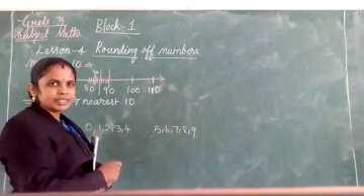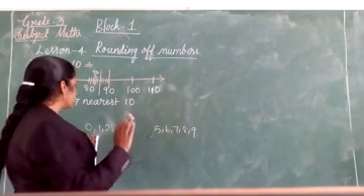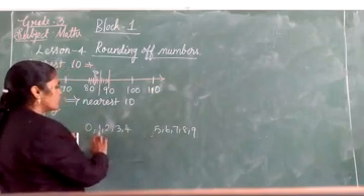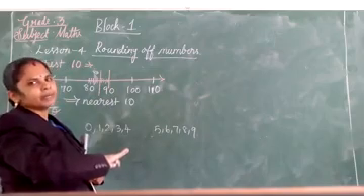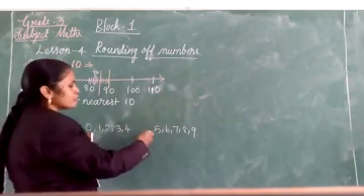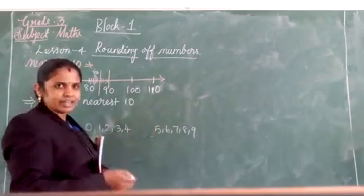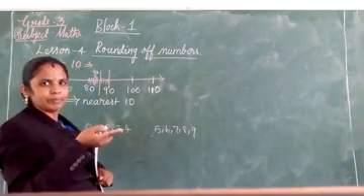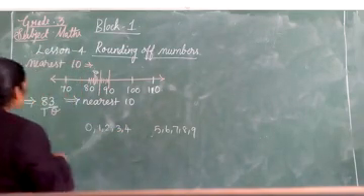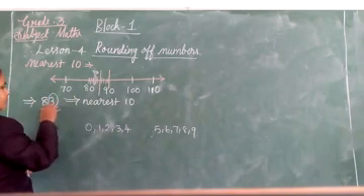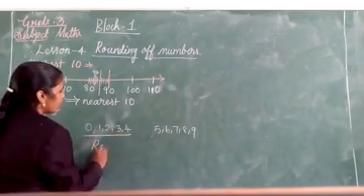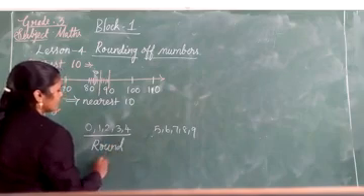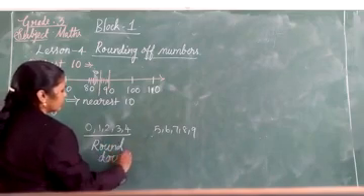Are you all clear with this? If the digits are followed by 0, 1, 2, 3, 4, we should round down the number. If the digits are followed by 5, 6, 7, 8, 9, we should round up the number. Okay, so here what is the digit we have? 3. So this one is what? Round down. We should round down.